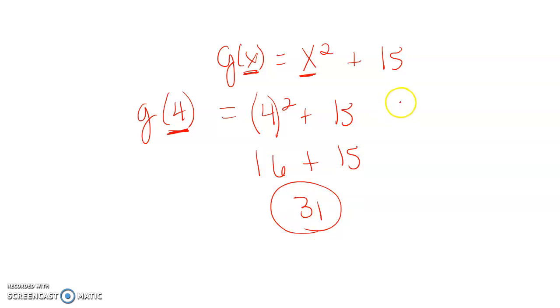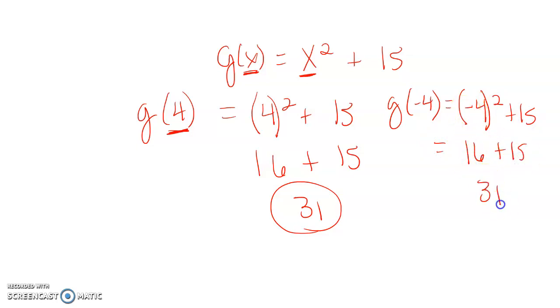What if it's a negative? Let's do g of negative 4 equals. Again, as soon as I hit that x, parentheses, negative 4, close, squared, plus 15. Remember that squared means that number times itself, so a negative times a negative makes a positive. So I'm still going to get 16 plus 15, which is 31.